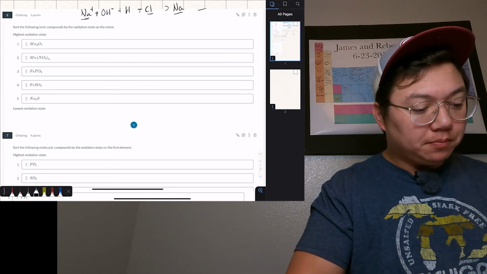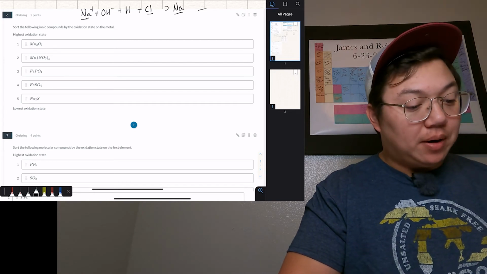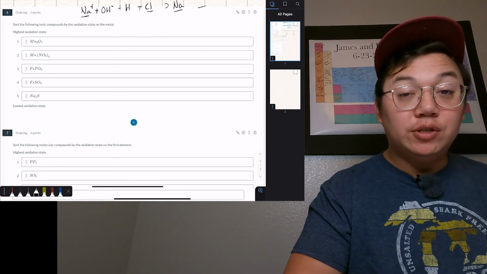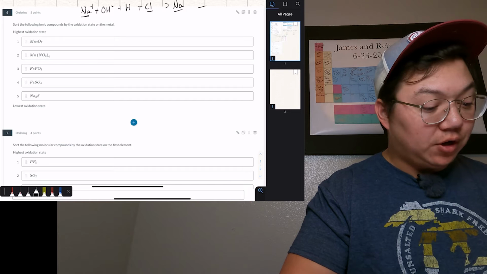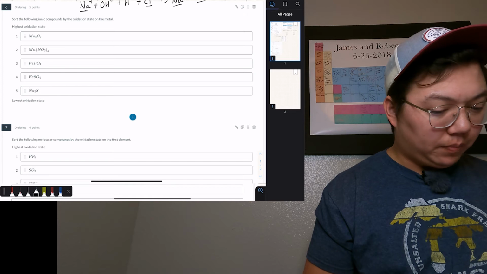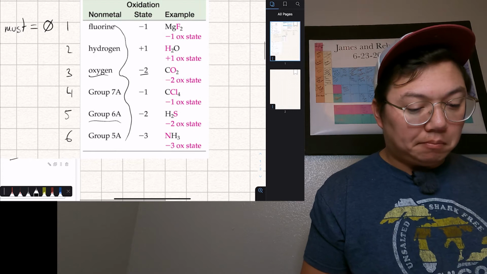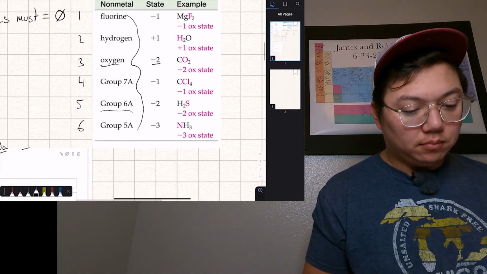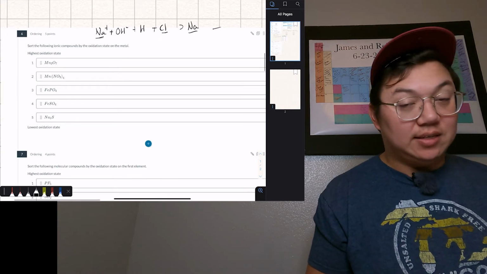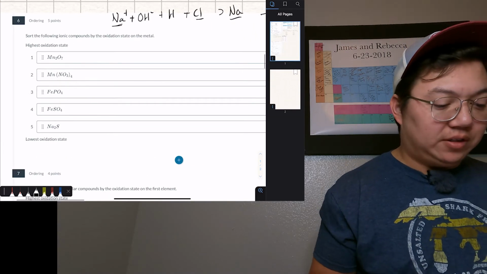For number 6, this is a very similar problem. But it says, sort the following ionic compounds by the oxidation state on the metal. So again, we're going to be using our list here to determine the oxidation state on our metals. And in general, the oxidation state is the same as the charge. Conceptually, not identical, but very similar.